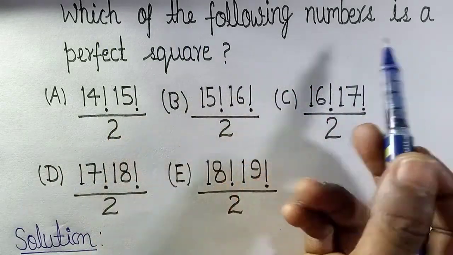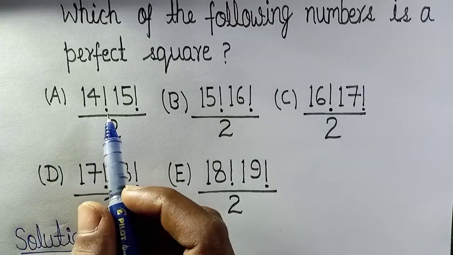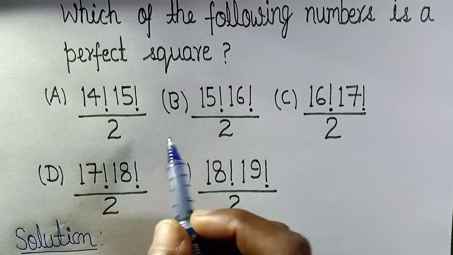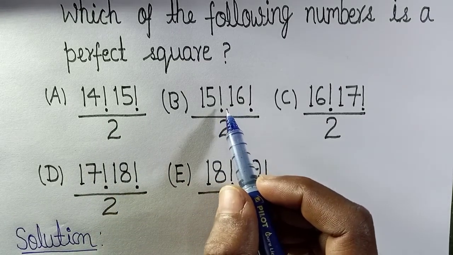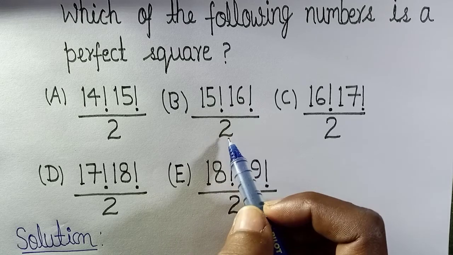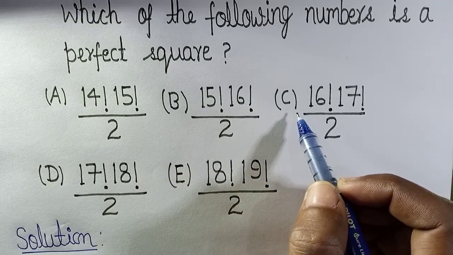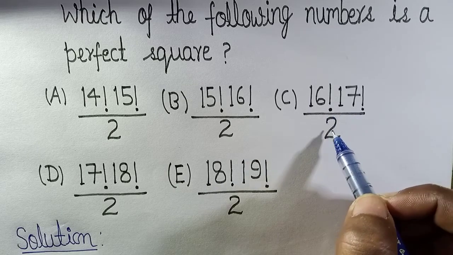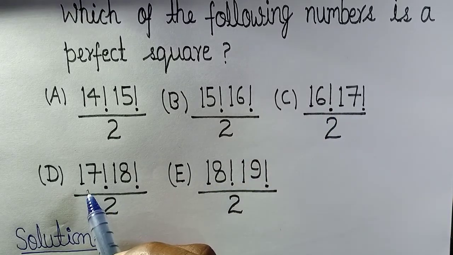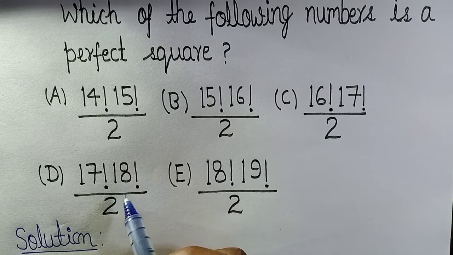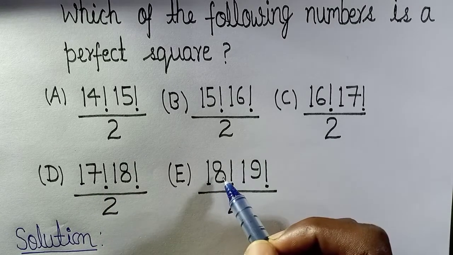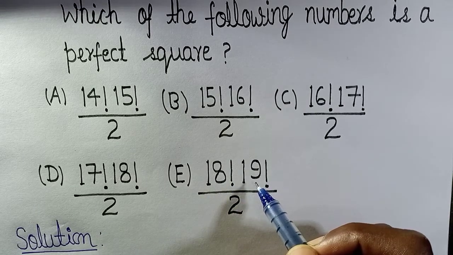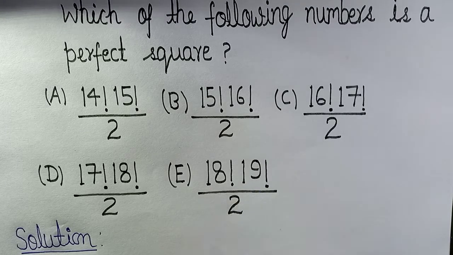Which of the following numbers is a perfect square? Option A, factorial 14 times factorial 15 over 2. Option B is factorial 15 times factorial 16 over 2. Option C is factorial 16 times factorial 17 over 2. Option D is factorial 17 times factorial 18 over 2. And option E is factorial 18 times factorial 19 over 2.